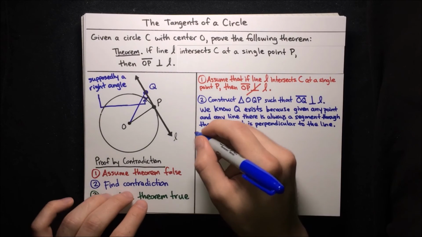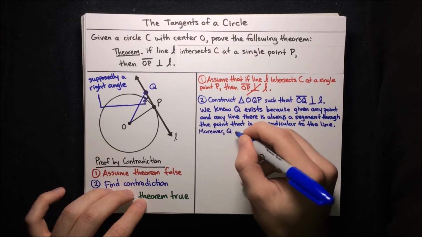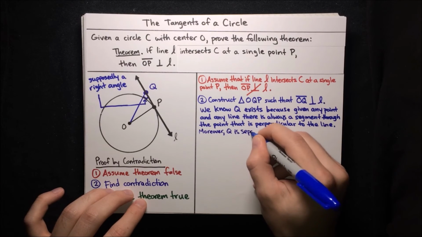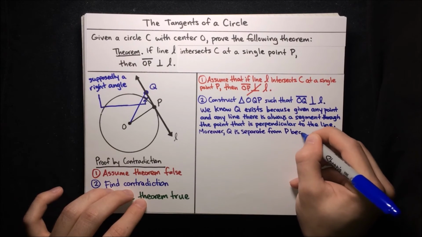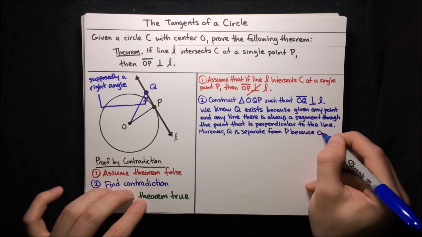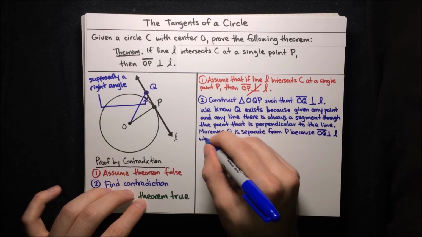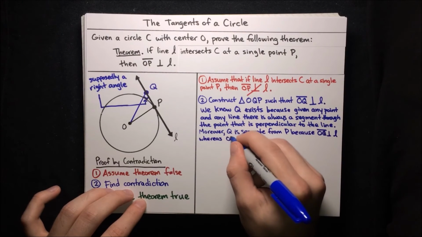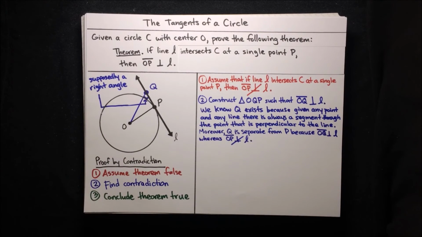So let's go ahead and write that down. So we can say that, moreover, Q is separate from P because OQ is perpendicular to L, whereas OP is not perpendicular to L. Okay, great. So we've set up this triangle, and if anyone complains about it, we've got some bulletproof arguments that this triangle actually exists. Now let's talk about what makes this triangle absurd.